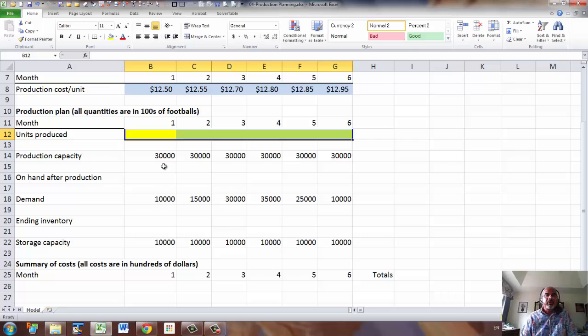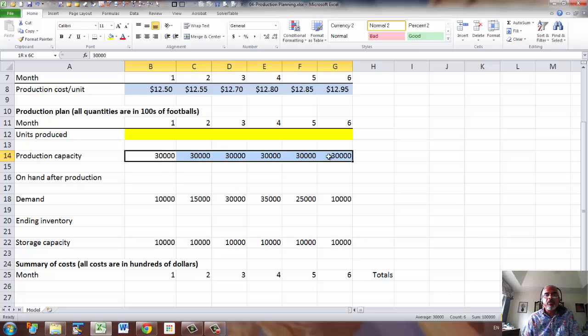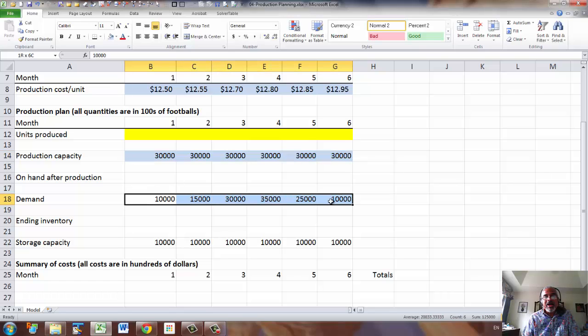And we're also given in the problem that you cannot produce more than 30,000 units in a given month. So that's our capacity limitation. You're supposed to stay within that. Okay. And then we have demand. We have to meet this demand. So that's given again.